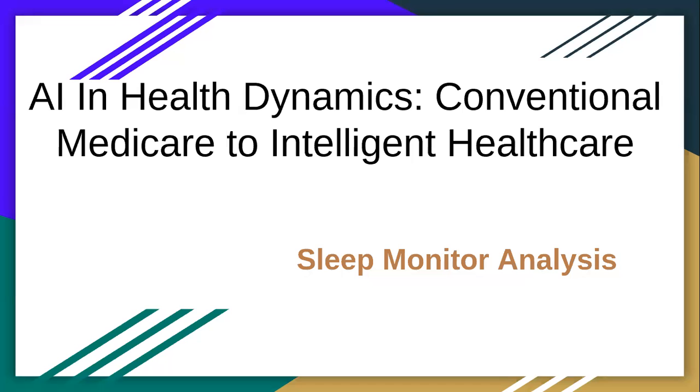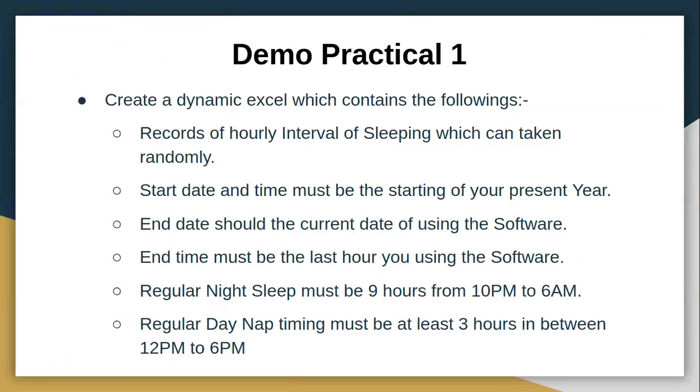So first demo practical is to create a dynamic Excel which contains the following. So what is dynamic and static? Dynamic is one which changes over real time, right? So there is a fixed start time and there is a variable end time because it's a dynamic one. So the end time might vary.